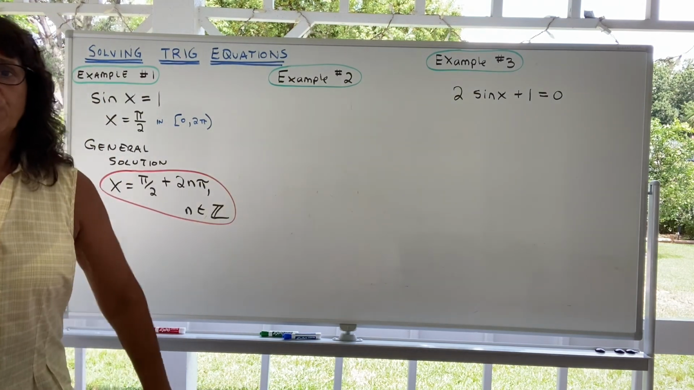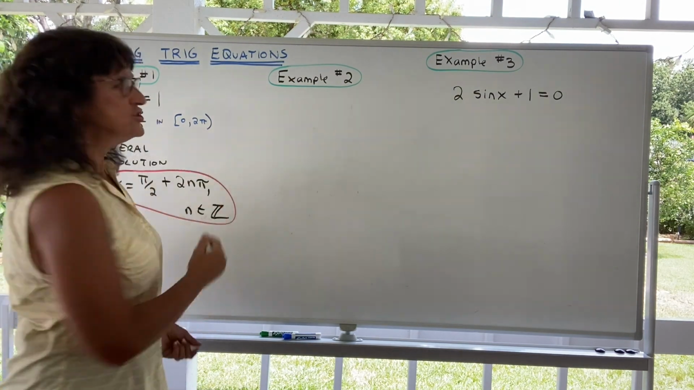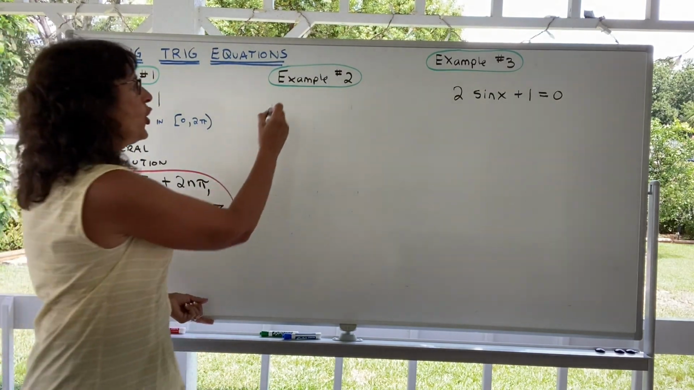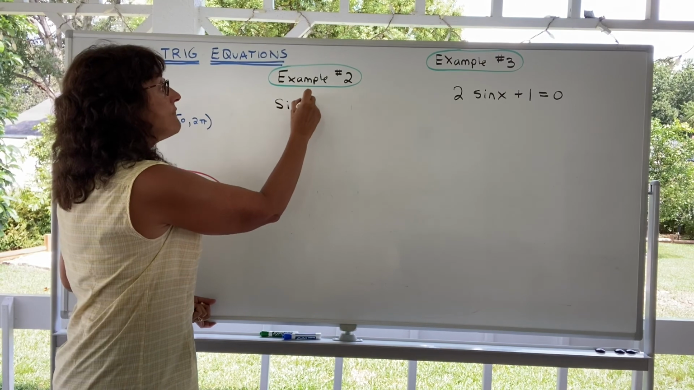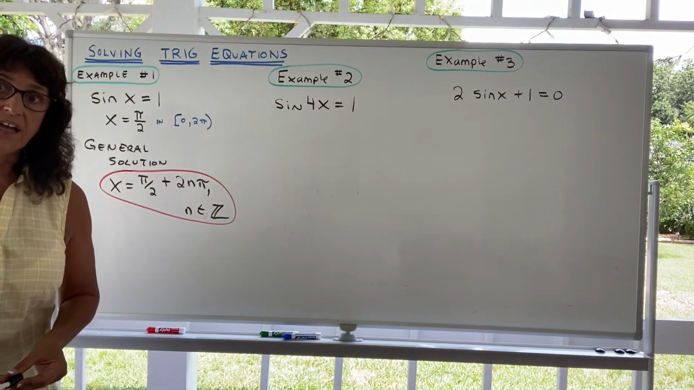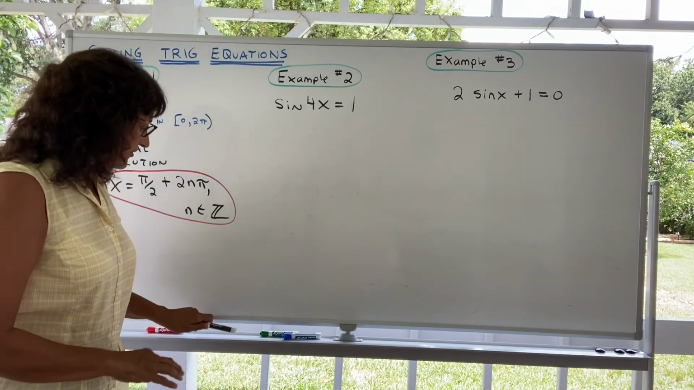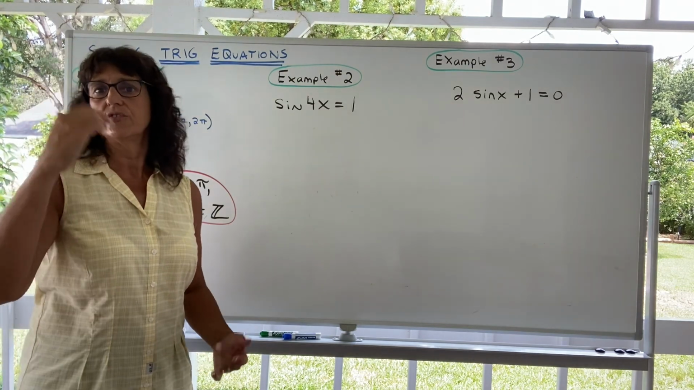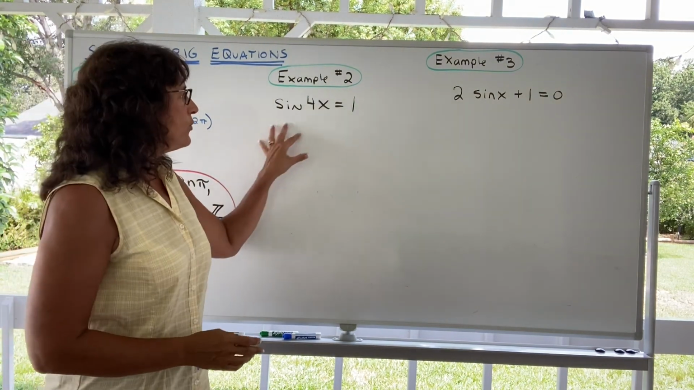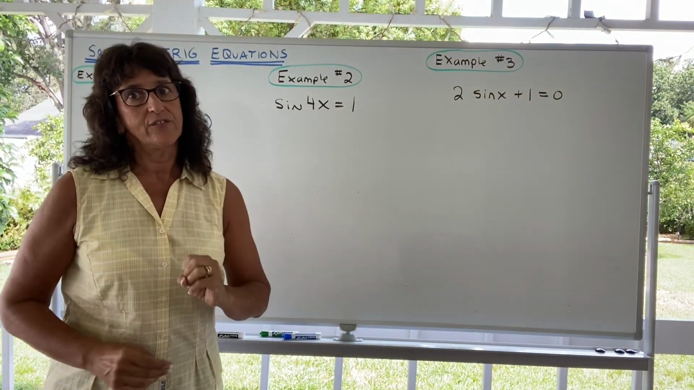Example number two is going to look just like example number one, but instead of sine x equals 1, what if it said the sine of 4x equals 1? Let's take a look at this. It looks very similar, but let's see how we would tweak it to answer this trig equation. Sine of 4x equals 1, and we want to know what x satisfies this.